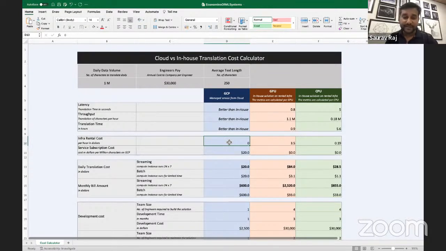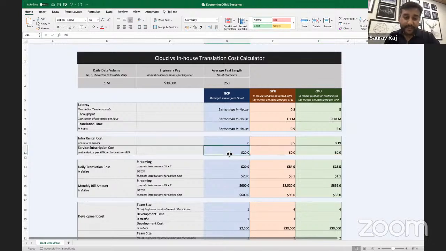So if you have to translate, you only pay for the translations and not for any infrastructure cost. Similarly, for subscribing to the service on cloud, there won't be any subscription cost in-house because we are only going to pay for the infrastructure cost. Once the infrastructure is set up and available, then we just have to use it.